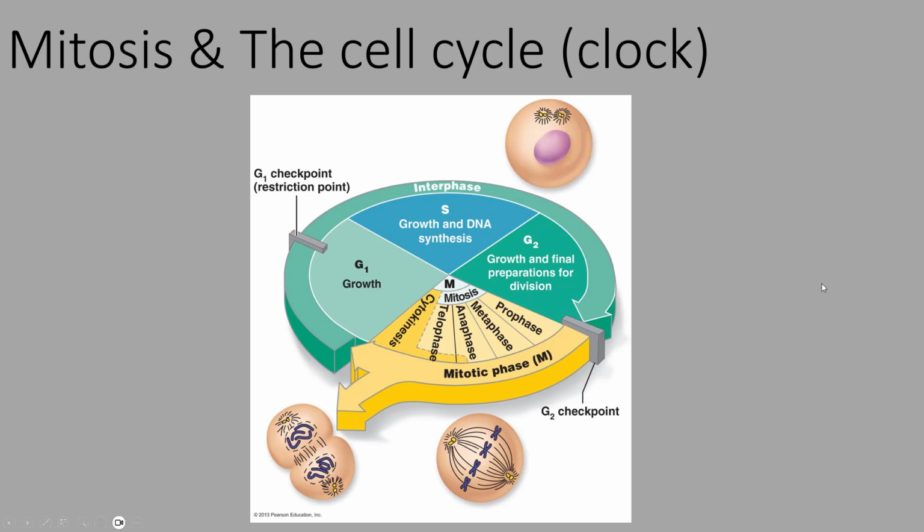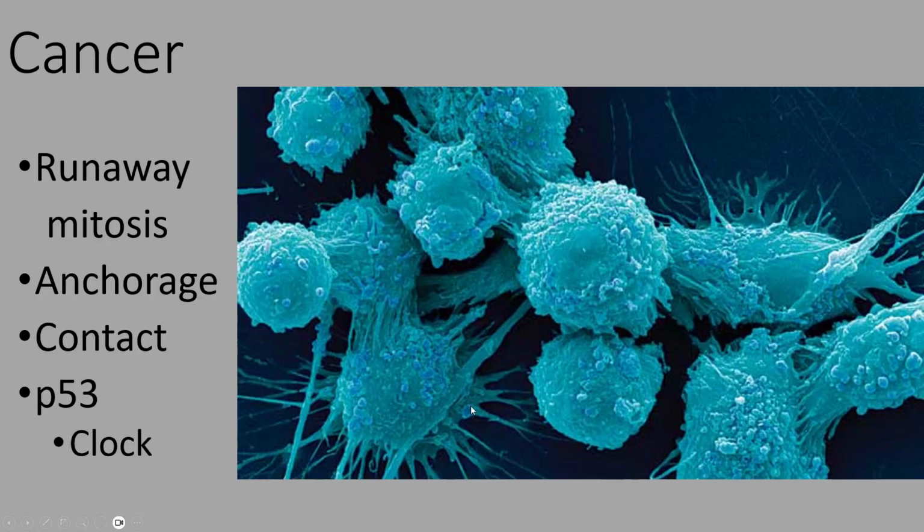P53 is the guardian of the cell cycle clock. P53 is the gene that says, yes, go ahead and go through cell division, or no, do not go through cell division. If a cell is anchorage and contact dependent, P53 should say, even though a cell is where it needs to be, do not go through cell division. Well, cancer can override that. Cancer can say, we're going to go ahead and go through cell division anyway. Something is inhibiting P53.